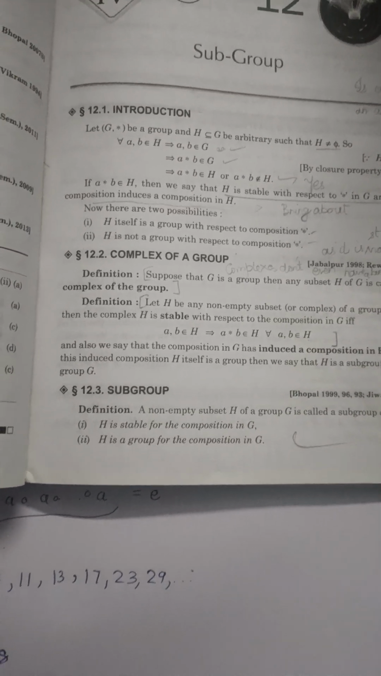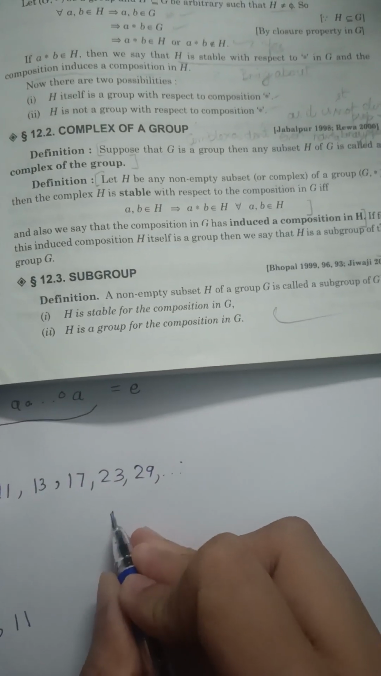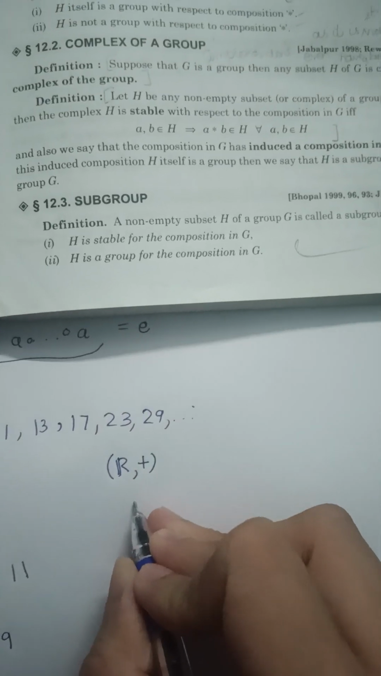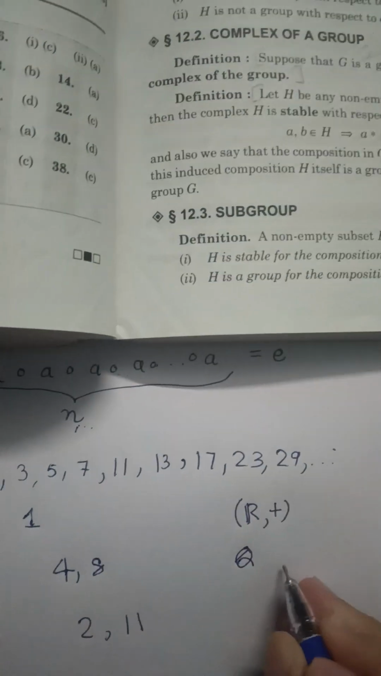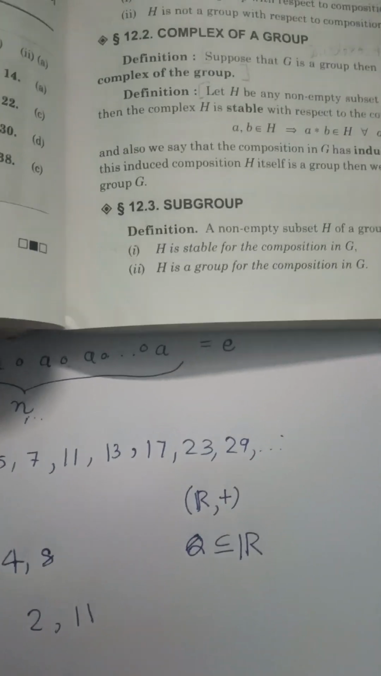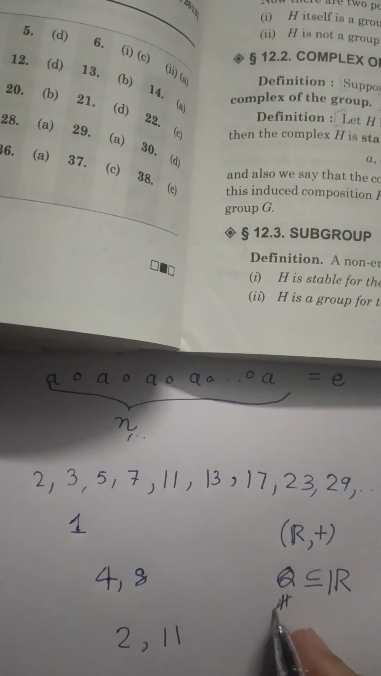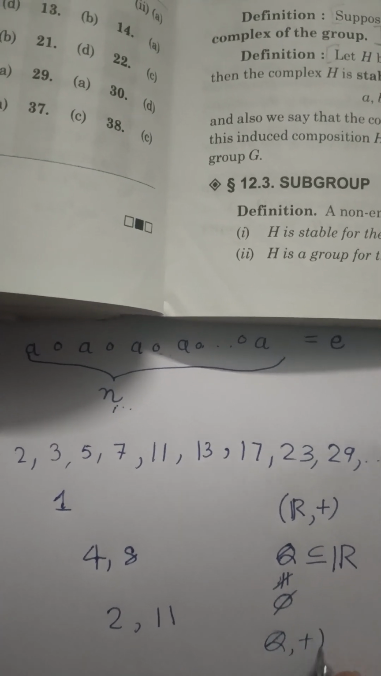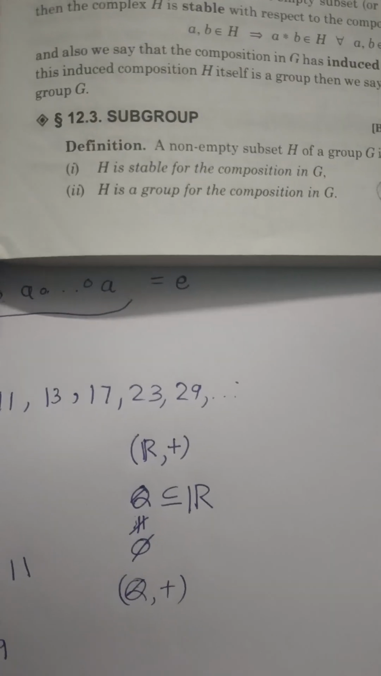Suppose we take the set of real numbers and the operation of addition. Now, as we know, the set Q, the set of rational numbers, is a subset of R. Q is obviously non-empty, and Q with addition forms a group also. So we can say that (Q, +) is a subgroup.